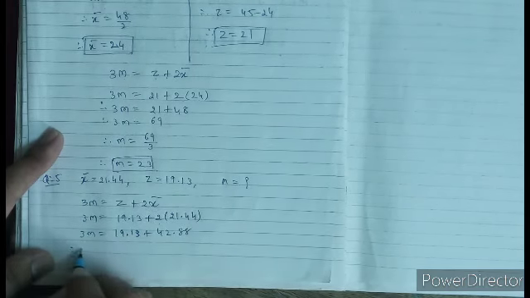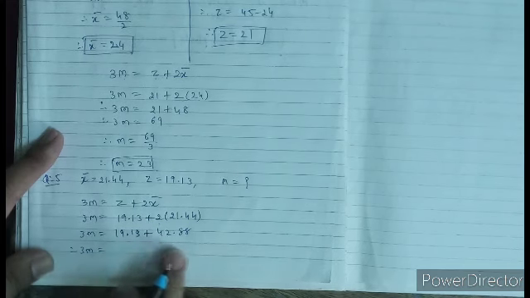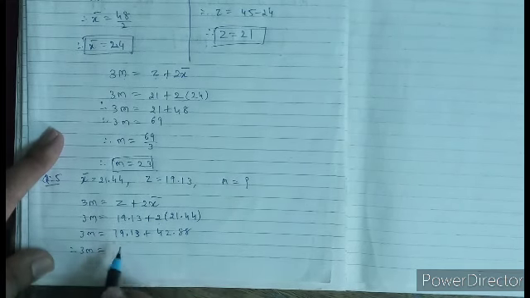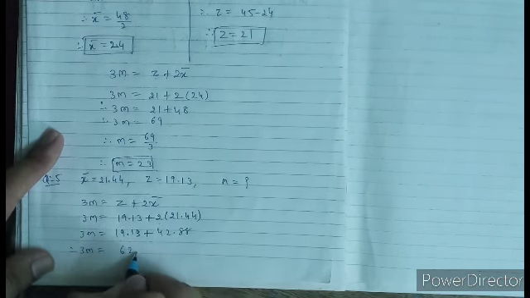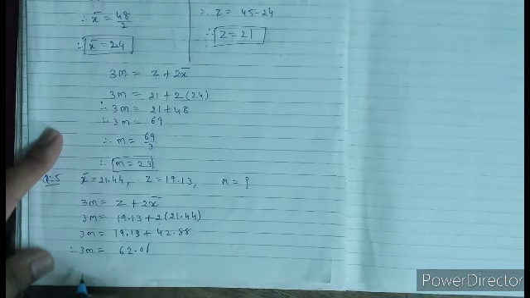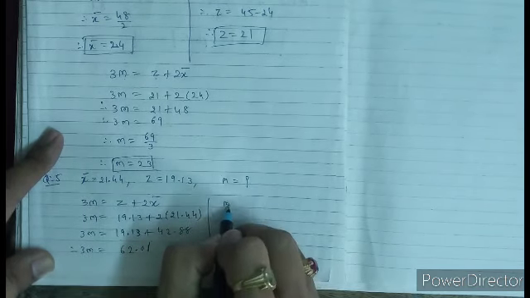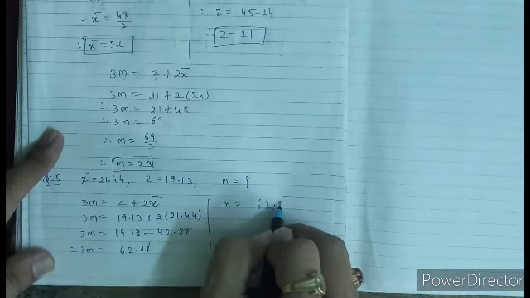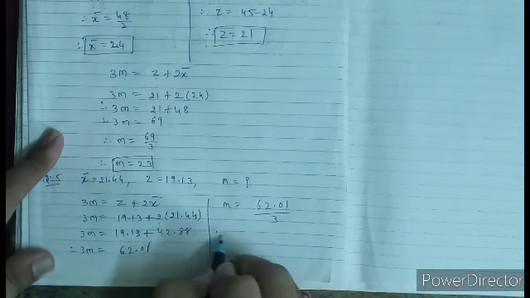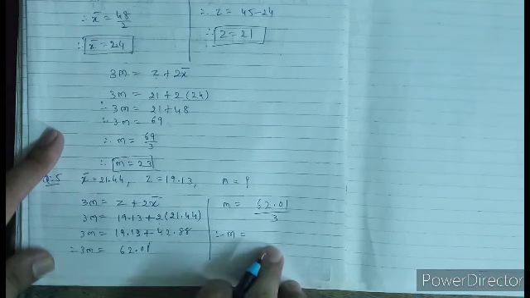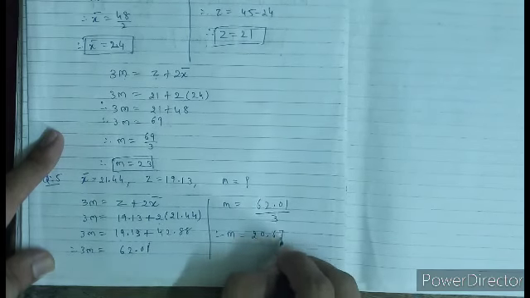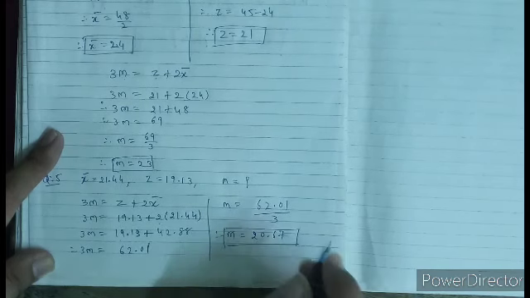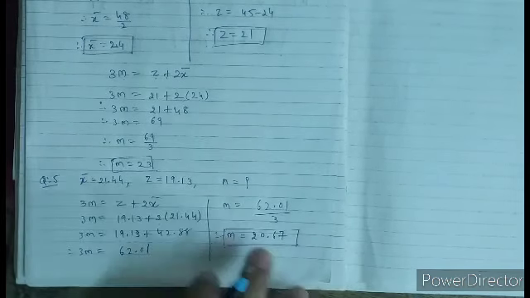42.88. So we get 3m equals addition of both of these, 19.13 plus 42.88. If you add them, you will get 62.01. So we get m equals 62.01 divided by 3. Divide this, you will get the answer. It is 20.67. So this is the value of the median in this given data.